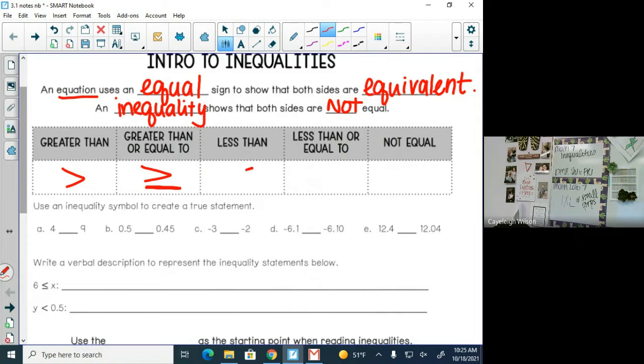Less than will go the other way. And then less than or equal to will have the line under it because it could be less than or it could be equal to that number.